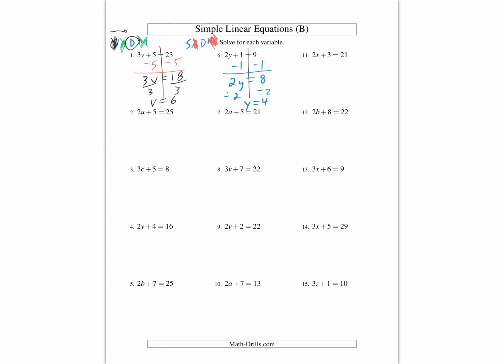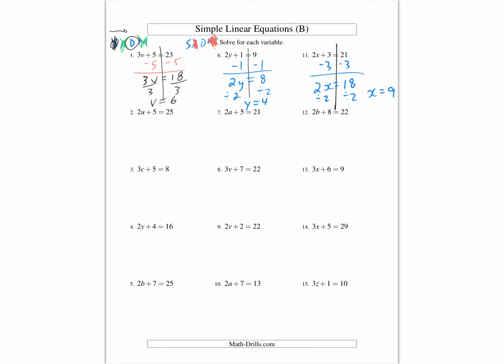The next one beside it. Draw a line down the equal side, separating the left from the right. I'm going to subtract 3 from both sides. 2x equals 18. Divide by 2. X equals 9. Quick mental check here. 2 times 9, that's 18. Plus 3 is 21. And then we're good to go.